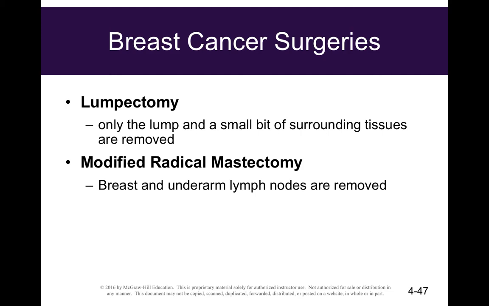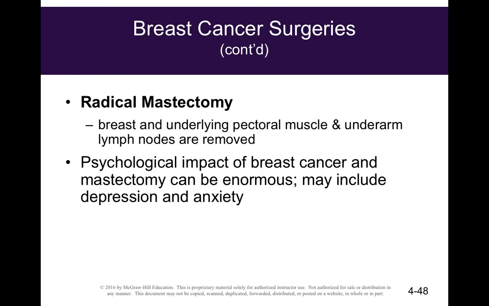If there's a larger amount of breast tissue that is malignant, then they'll do what's called a modified radical mastectomy, where the breast and underarm lymph nodes are removed when they think that the cancer may have moved into the lymph nodes. And then there's also a radical mastectomy, where they remove the breast, the underlying pectoral muscle, and the underarm lymph nodes. The psychological impact of breast cancer and mastectomy can be enormous, right? And it may cause women to feel symptoms of depression and anxiety.